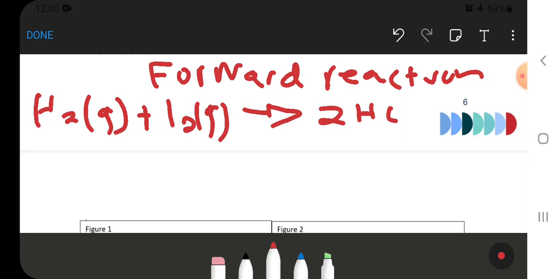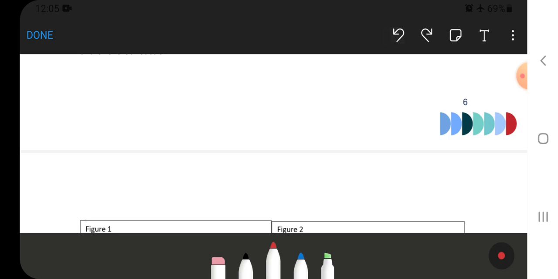2HL. Okay, so you need to look whether it's balanced. So this side we have 2 hydrogens, and this side, okay, this one is balanced. You just do this to check if everything is balanced. Okay.